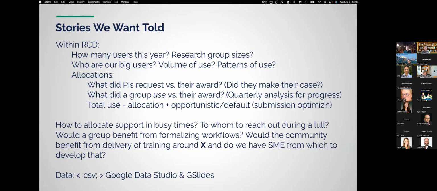Or is this an early career researcher who needs help getting established and making good use of the systems? We can also figure out who to reach out to during a lull in our queuing of tickets. If there's a quiet time, maybe we can reach out to a group that seems to be underutilizing their allocation and ask if there's something holding them up, or are they just busy with wet lab work and the like.